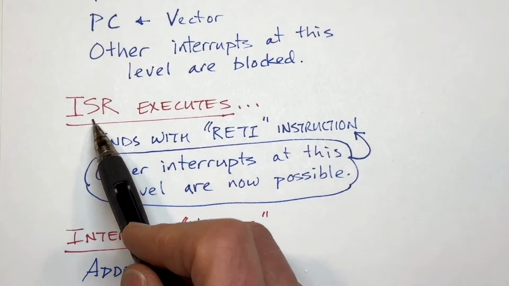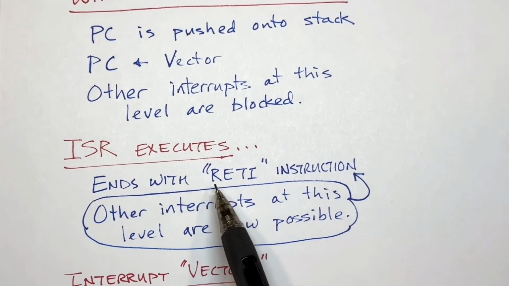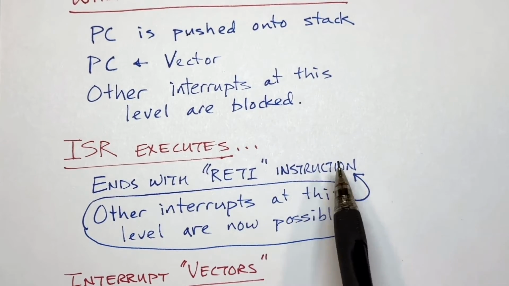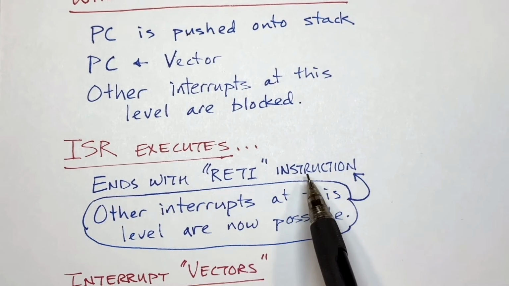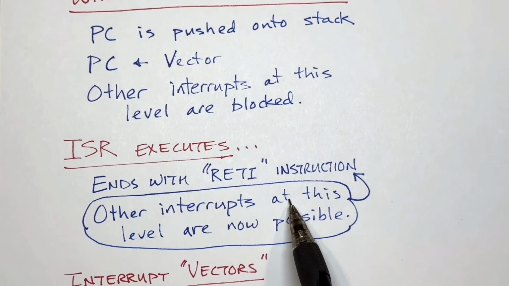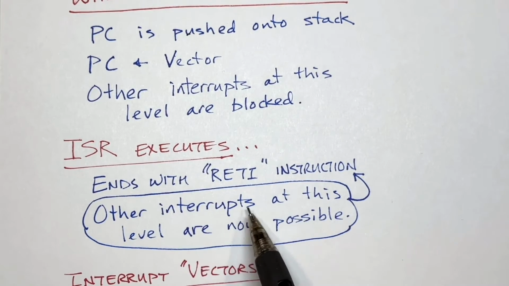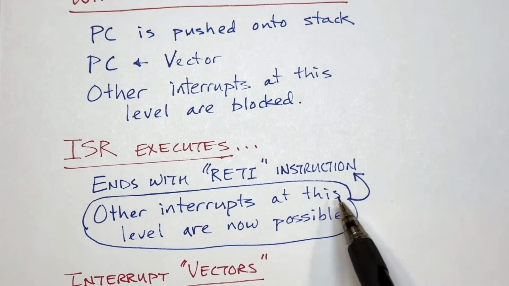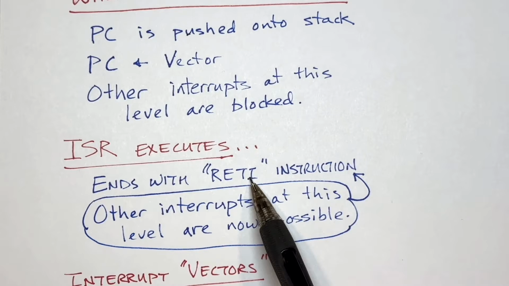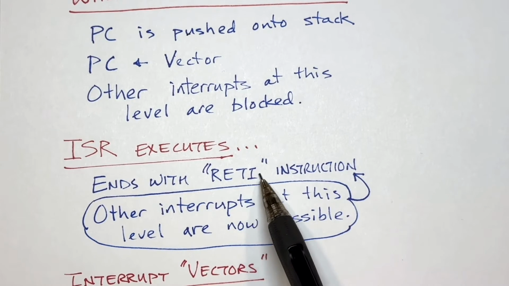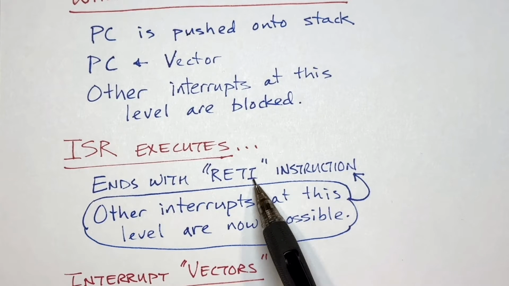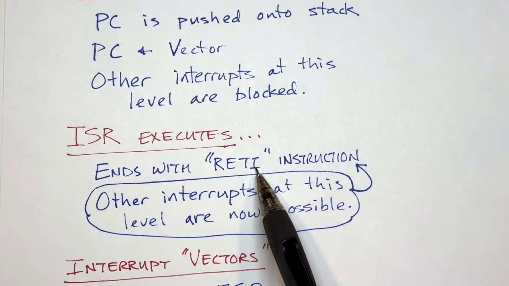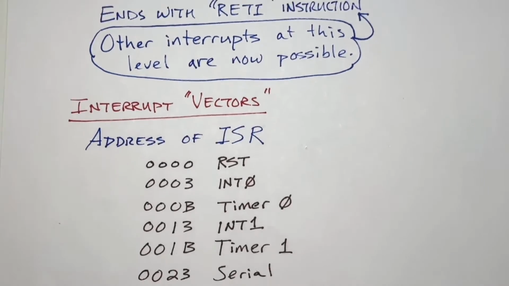When the interrupt service routine completes, it would end by executing the return from interrupt instruction. And what that does is change the current interrupt level, meaning that other interrupts at this particular level would now be possible. Okay, so that's how it differs from the return instruction. It would also pop the program counter off of the stack and move it into the program counter register.